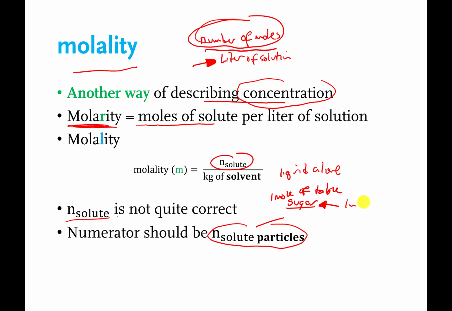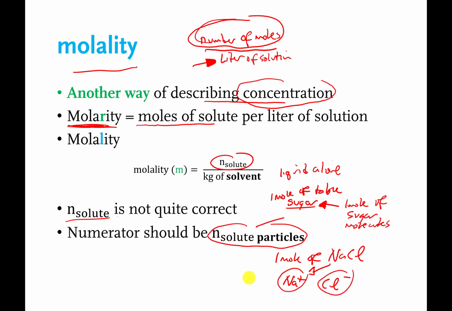It's still going to be 1 mole of sugar molecules in the water. But if you take 1 mole of table salt and dissolve it in water, the sodium and chloride ions split apart from each other. And what this means is for every 1 mole of table salt you dissolve in, there's 2 moles of particles, because the sodium ions and the chloride ions are separated from each other.